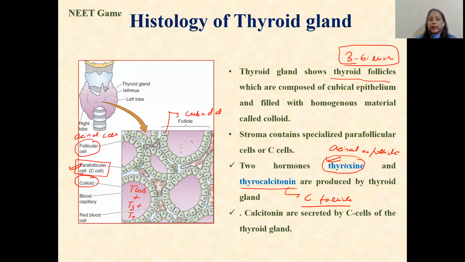So this is about it. Apart from that, in the portion between the follicular cells, you can see a lot of blood vessels and tissues. This comprises your stroma, where our C cells are present. So this is about the histology of the thyroid gland.